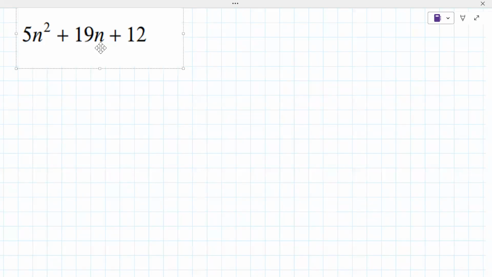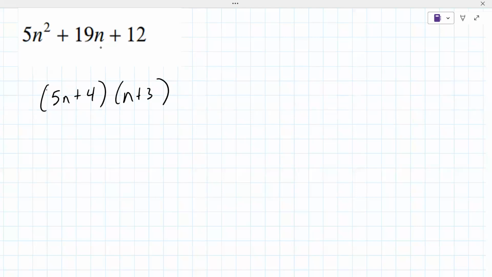The final answer would be 5n plus 4 and n plus 3. Like this. Yes. All right. So the way you check, or the way I would check here, is I can FOIL this real quick, and it's 5n squared, that's for sure. Then it's 15n and 4n, that makes 19n plus the 12. That's perfect.